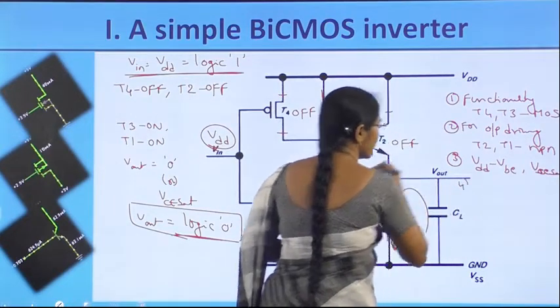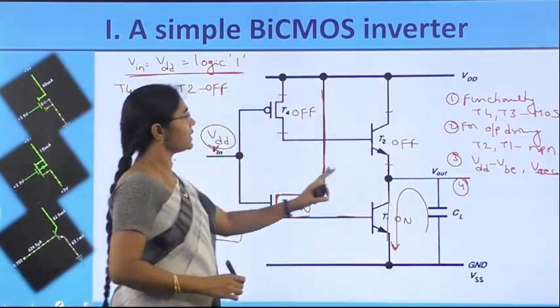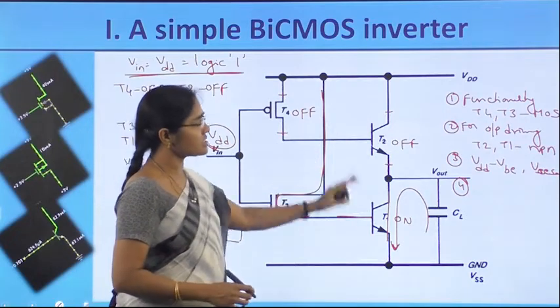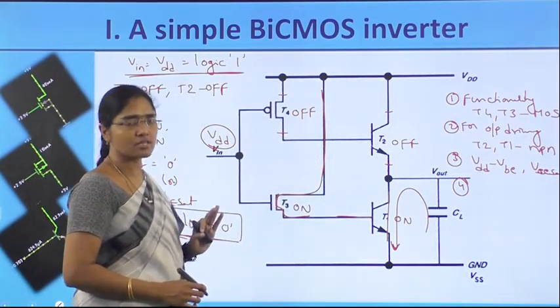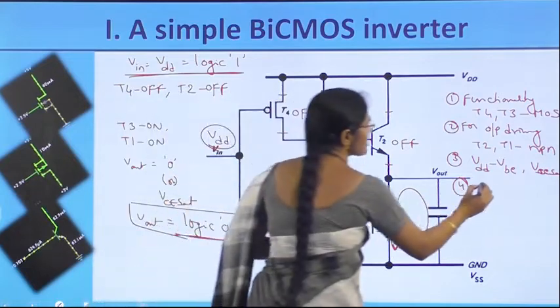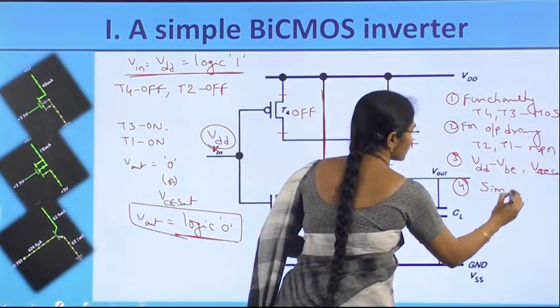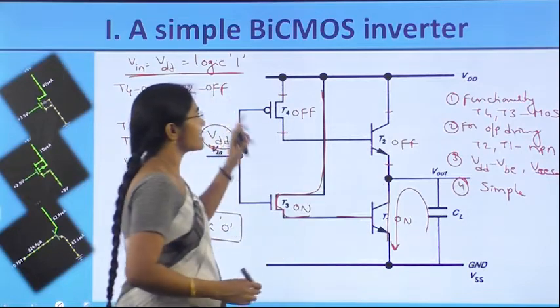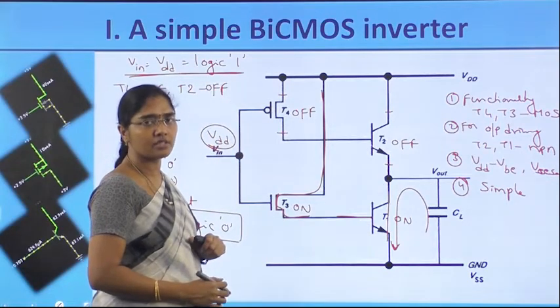Okay. Then the circuit is simple. It has 2 MOS transistors and 2 NPN transistors. So it is a simple circuit. That's why its name is given as simple BiCMOS inverter.